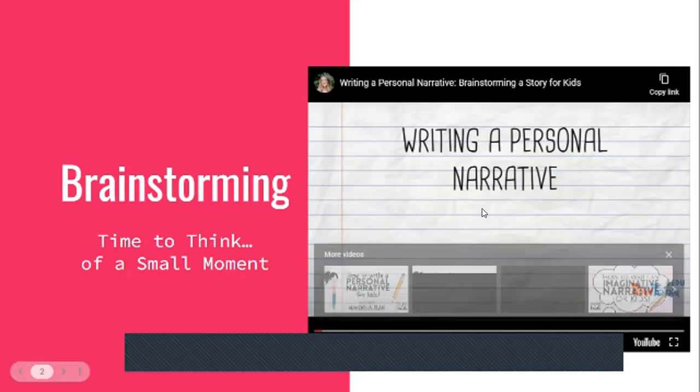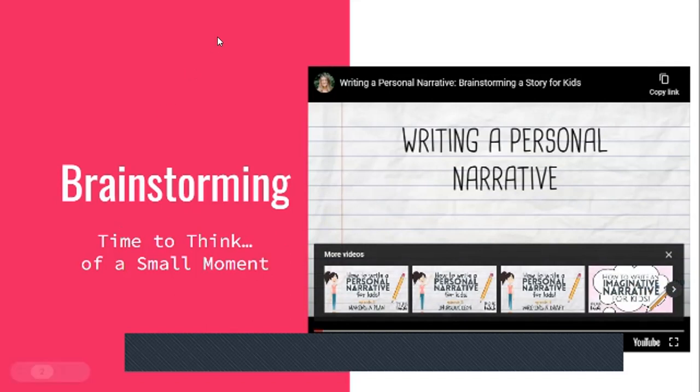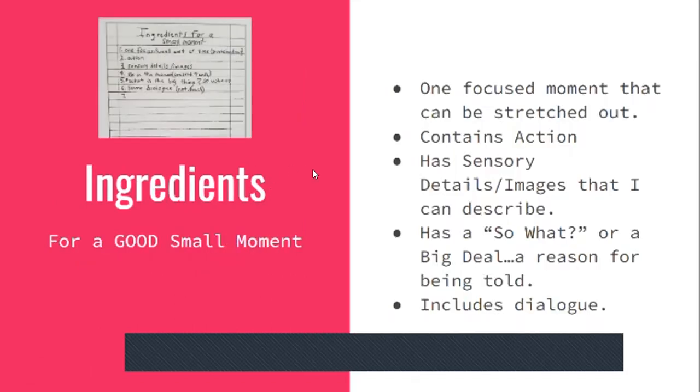Okay, so today we're going to do that, but before we choose our new small moment, we need to think of the ingredients for a good small moment. Some of you might remember that last time when we picked a small moment, when we were stuck, we thought of people that we want to write about, we thought of places that we might want to write about. So you can still use those things to help you come up with your ideas. But when you go about choosing your small moment, you need to include these things.